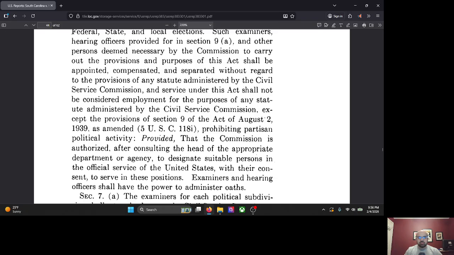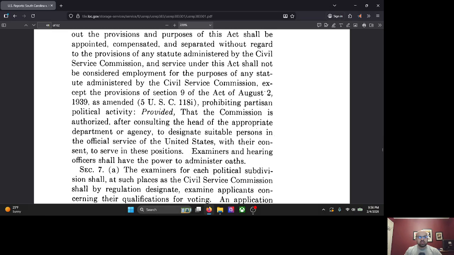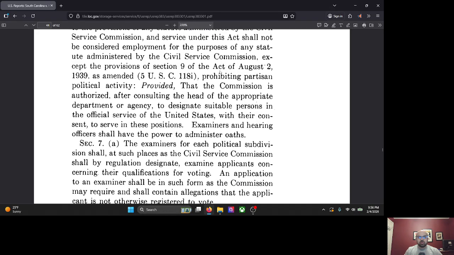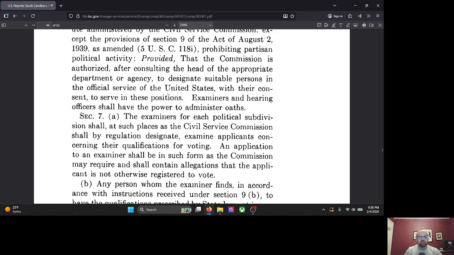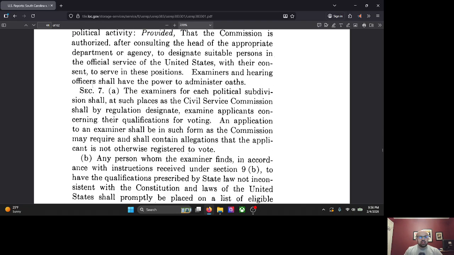by the Civil Service Commission, except the provisions of Section 9 of the Act of August 2nd, 1939, as amended, prohibiting partisan political activity, provided that the Commission is authorized, after consulting the head of the appropriate department or agency, to designate suitable persons in the official service of the United States with their consent to serve in these positions. Examiners and hearing officers shall have the power to administer oaths.